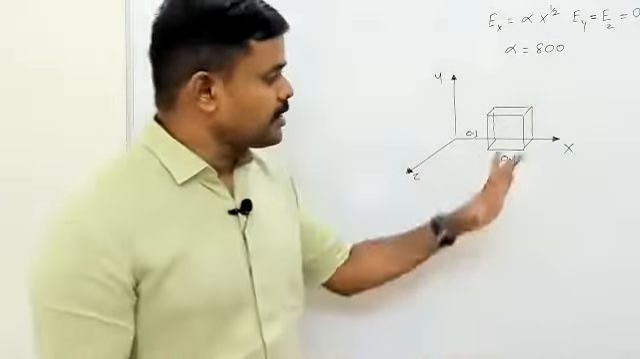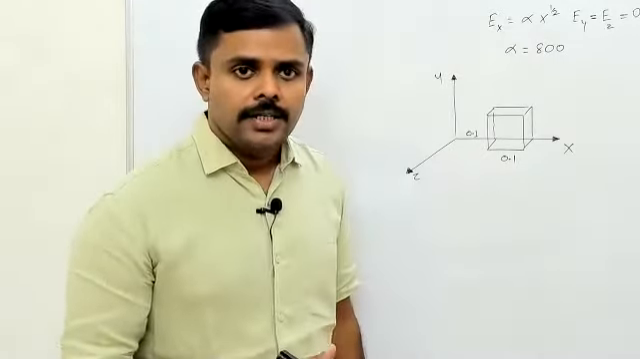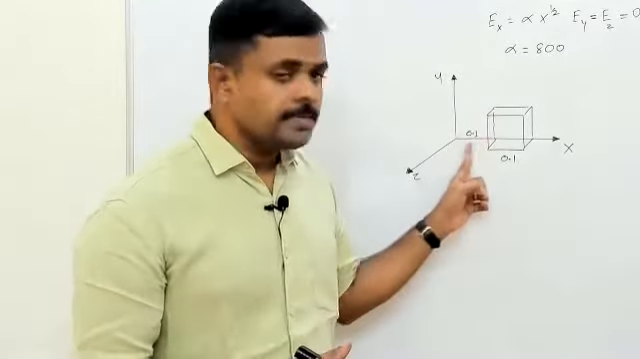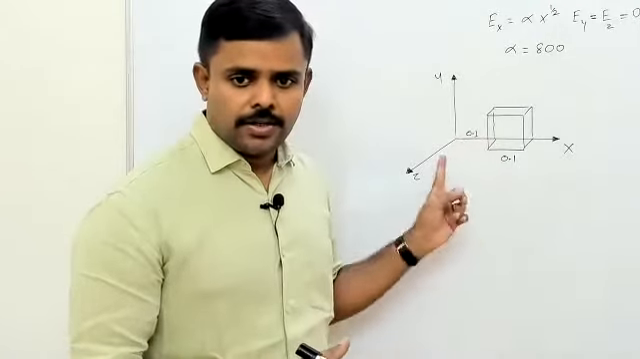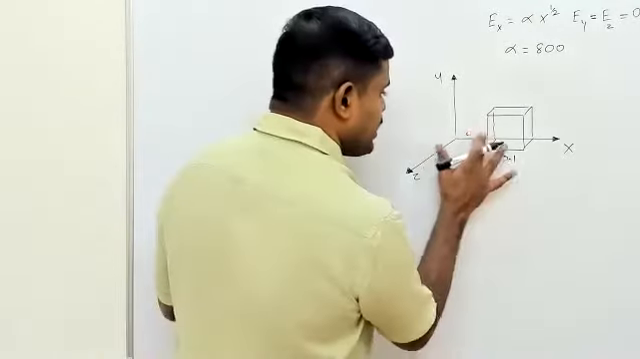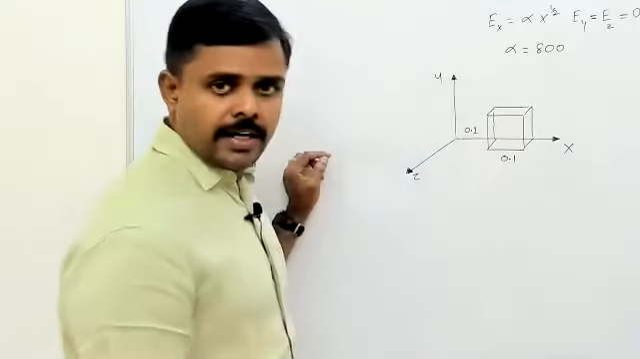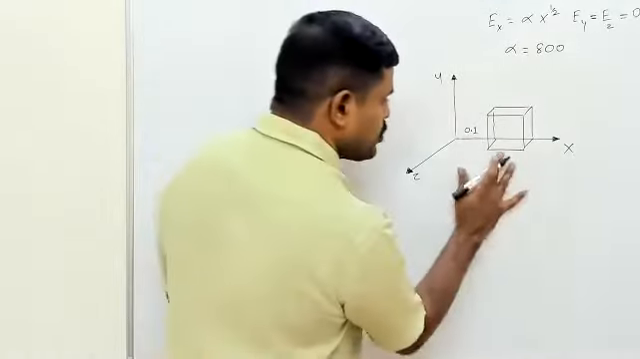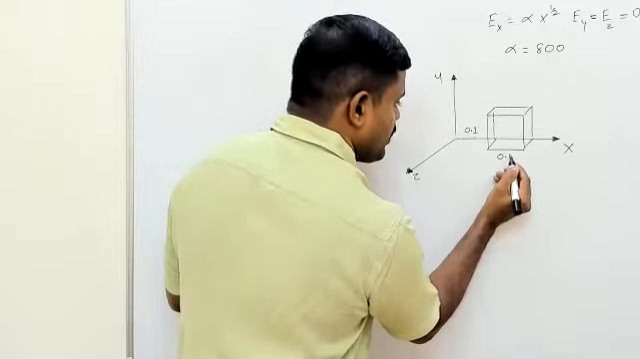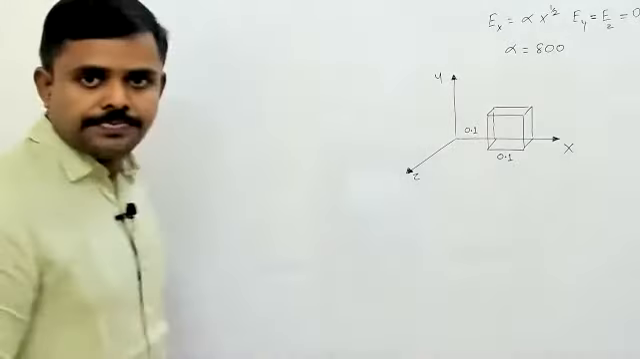Anyway, I've just placed a cube over here. Where is the cube? The cube is located at a distance 0.1. It is given in the question. The left surface of the cube is at 0.1. One side of the cube is also 0.1. Okay, so let us come back to that.